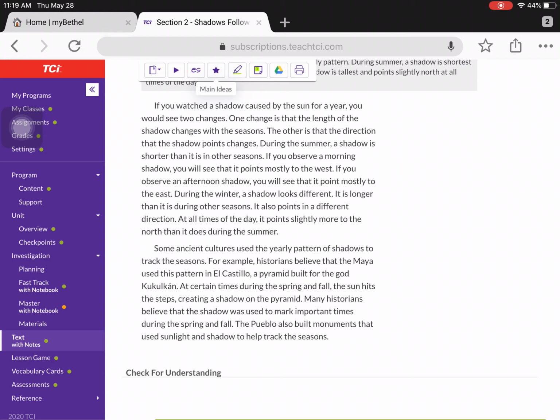During the winter, a shadow looks different. It is longer than it is during other seasons. It also points in a different direction. At all times of the day, it points slightly more towards the north than it does during the summer.